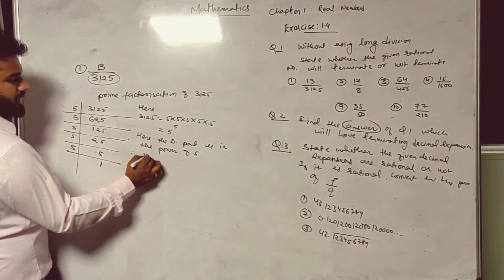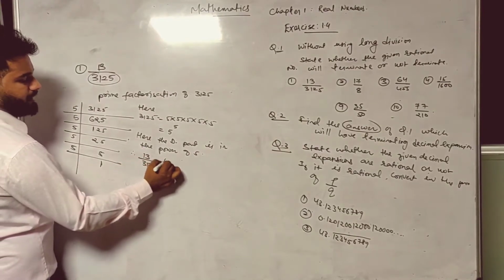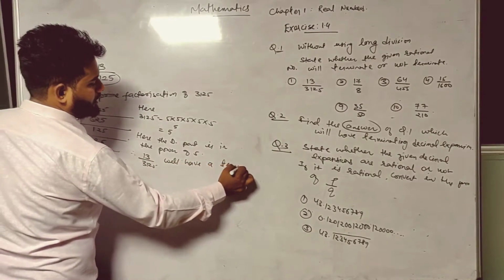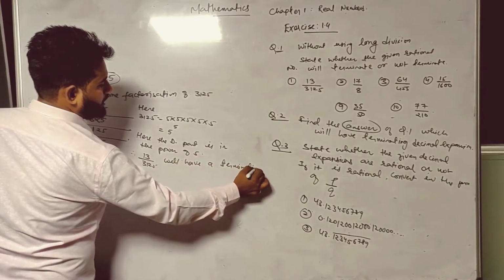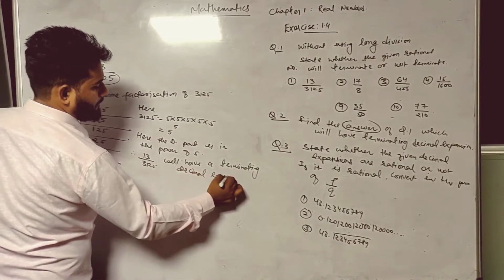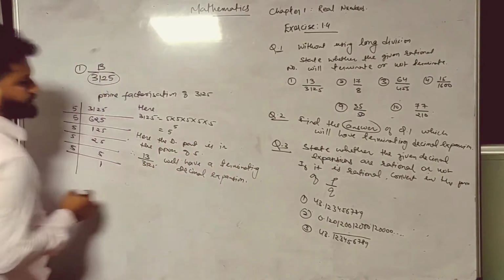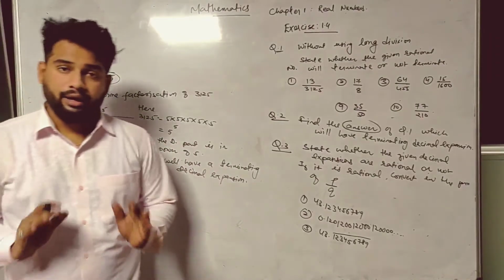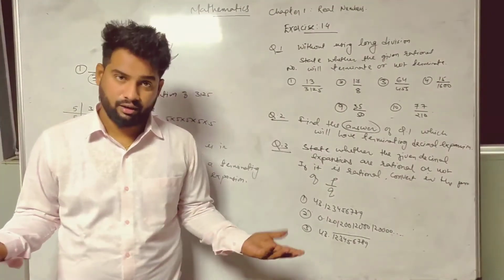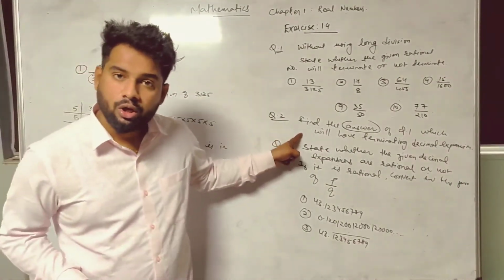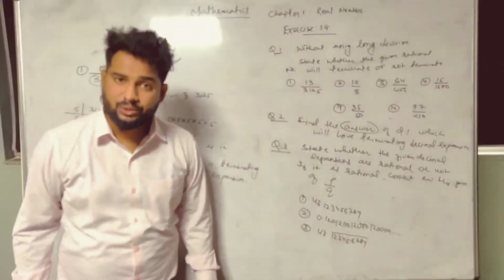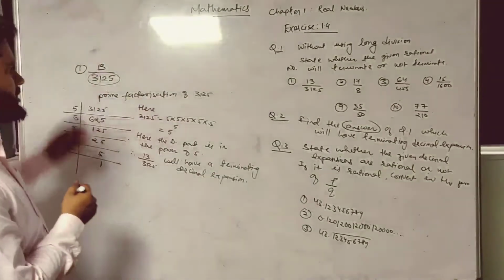Therefore 13 upon 3125 will have a terminating decimal expansion. Right? Now you got to know that it is terminating. Now what is the answer of it? Because I have to solve question number 2 also. So if it is terminating, you have to find the answer without doing the actual division. So the process is quite simple.